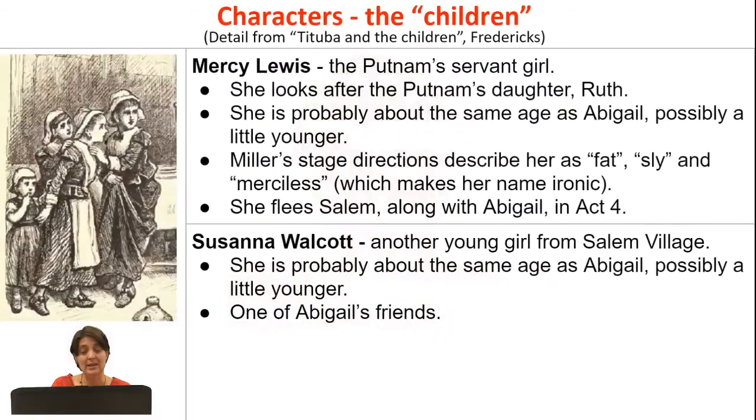Mercy Lewis is another servant girl. She's a servant to the Putnams and looks after their daughter Ruth. She's probably about the same age as Abigail, maybe a little bit younger. And Miller's stage directions describe her as fat, sly, and merciless, which means, I think, that he was making a little pun, an ironic joke about her name. And she flees Salem along with Abigail in Act 4. Susanna Walcott is another one of Abigail's friends, probably about the same age or possibly a little younger.